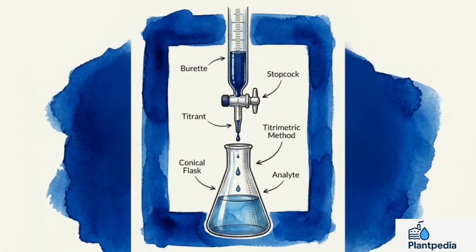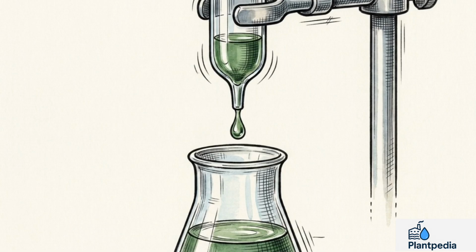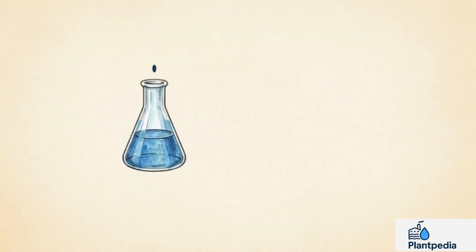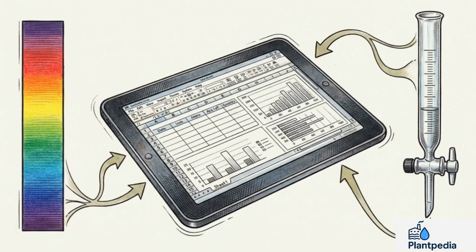Alternatively, you can use the titrimetric method. By titrating the sample with ferrous ammonium sulfate, you watch for a distinct color shift from blue-green to reddish-brown, allowing you to calculate the precise load. Whether measured by light absorption or chemical titration, this final color change transforms an invisible organic threat into clear, actionable data.